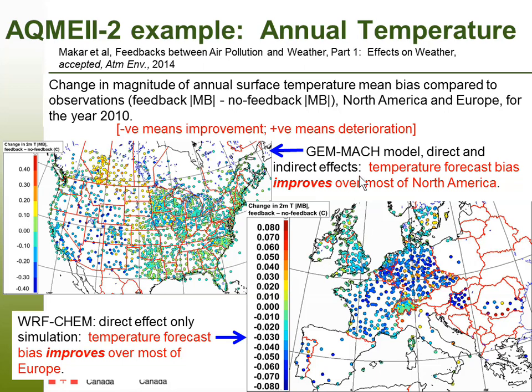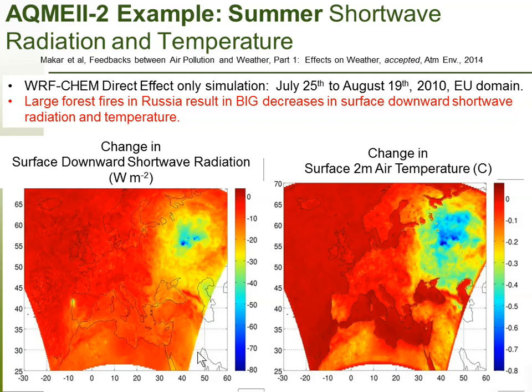These are 2 different kinds of models here. GEM-MACH had both indirect and direct effects, whereas the WRF-Chem simulation in this particular case had direct effect only. And the magnitude of the change in the temperature has changed as well. Minus 0.4 to plus 0.4, minus 0.08 to plus 0.08. And that's one thing that was consistent across all of the simulations. The indirect effect seems to be the dominant of the 2.